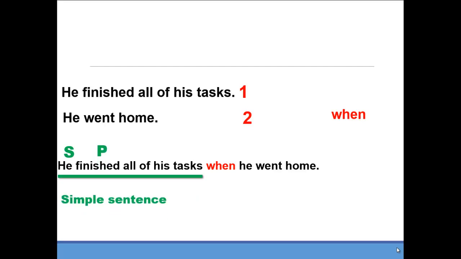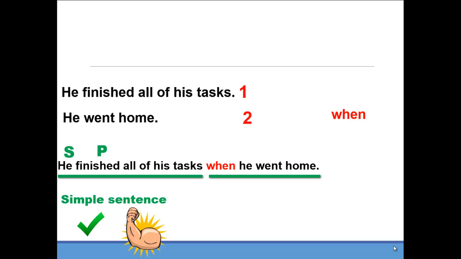Can this part of the sentence be used alone? Yes, he finished all of his tasks. This part gives complete information, so it can be used alone. What about the other part, when he went home? Can this part of the sentence be used alone? Let's read it without the other part one more time.